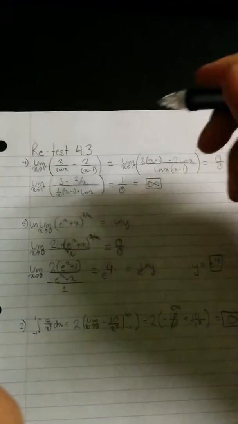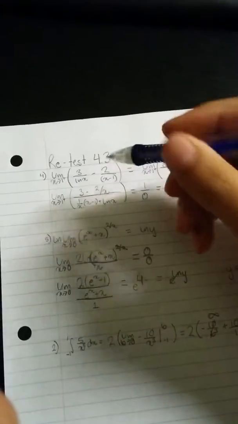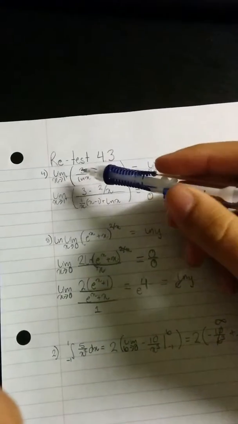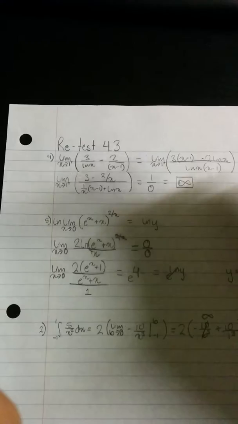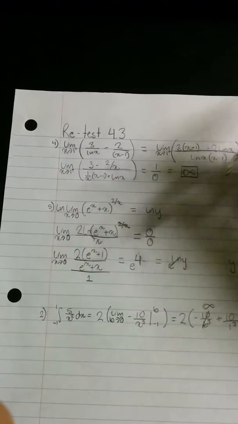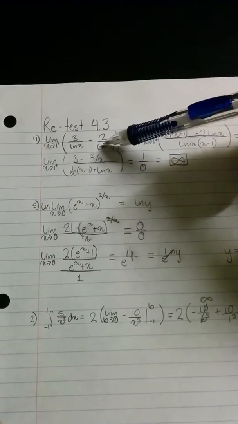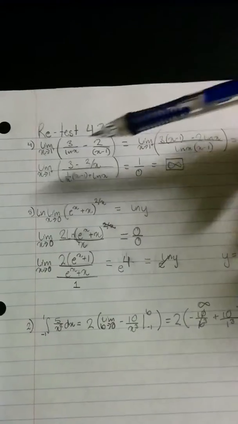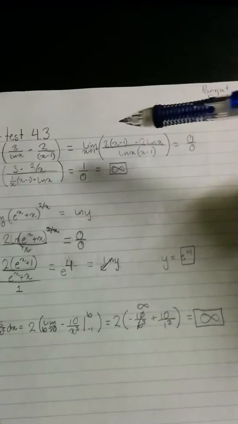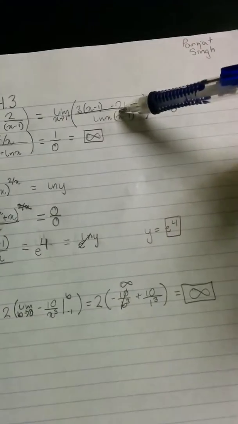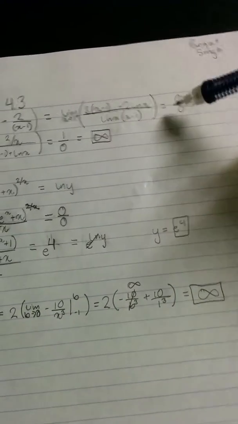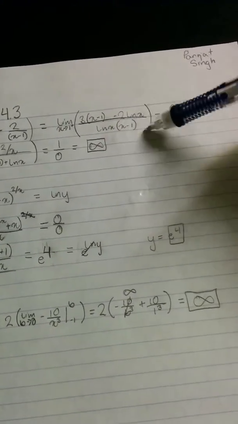Okay, we're gonna start with problem number 4, and it goes like this. It's asking the limit as x goes to 1 of this equation. So first, what I did was add these fractions like that, and then I had to check if L'Hopital's worked.